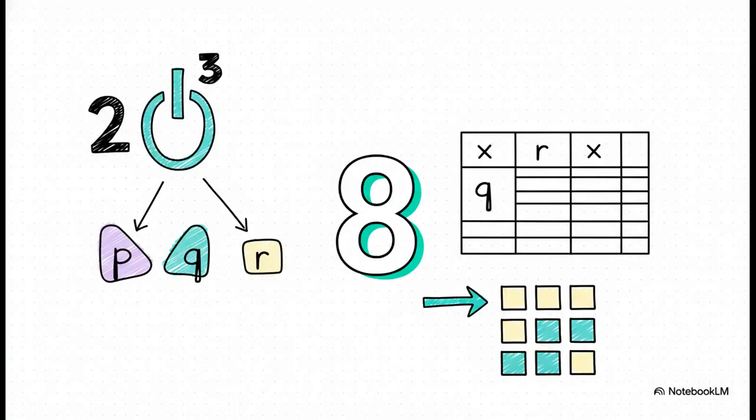So how many rows are we going to need? Well, there's a super simple formula for that. It's just 2 to the power of the number of variables you have. We've got 3 variables, P, Q, and R. So we calculate 2 to the power of 3, which is 8. That means we need exactly 8 rows to capture every single possibility.